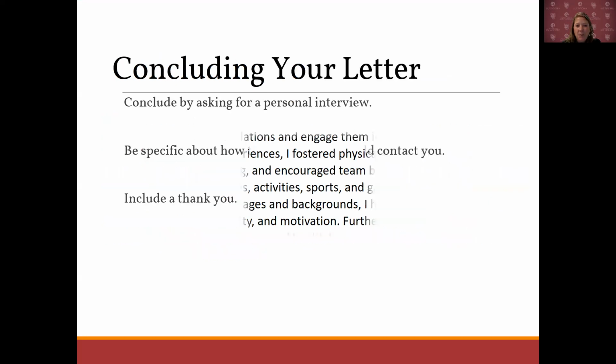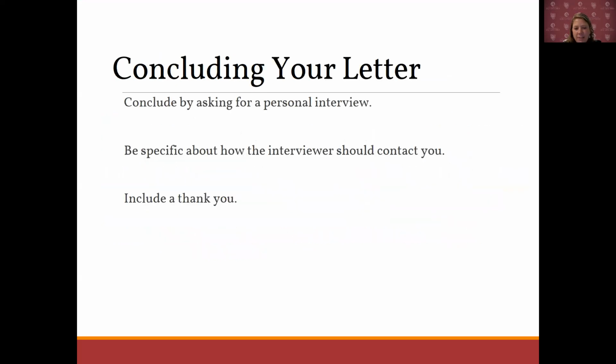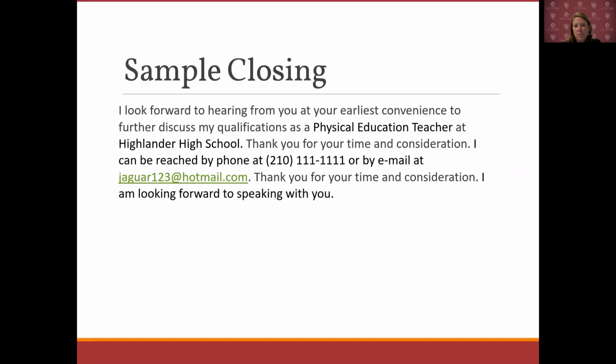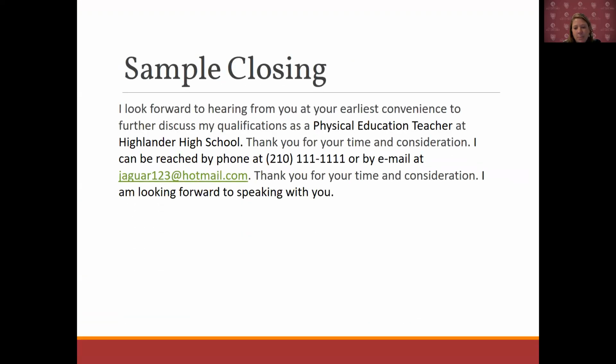All right, we're going to move on. As you conclude your letter, you're going to ask for an interview in one way or another. You're going to be specific about how the interviewer should contact you. Also include a thank you. Thank them for their time and consideration. So as we take a look, here's one example of how you can do that.